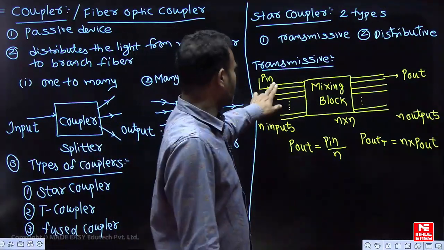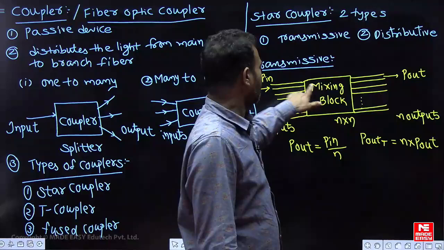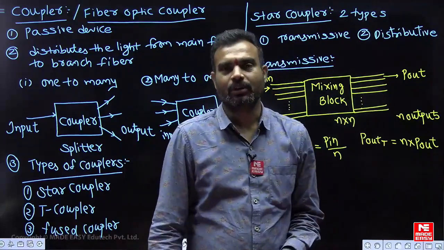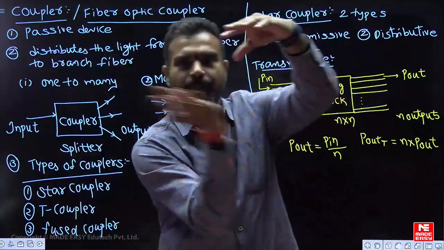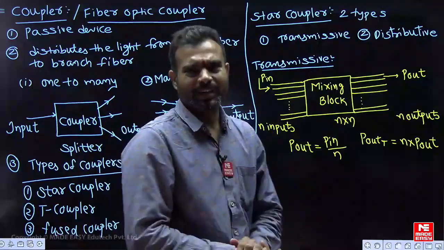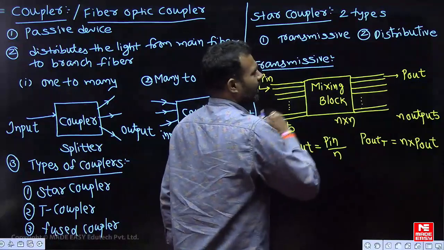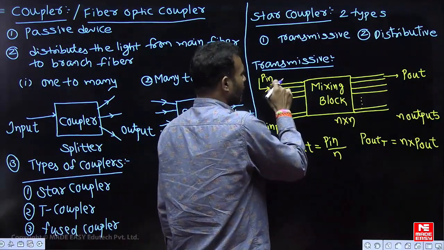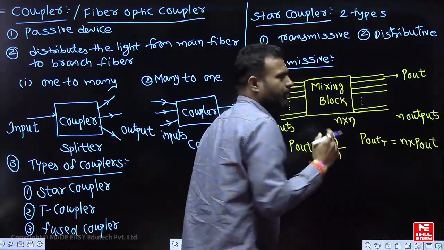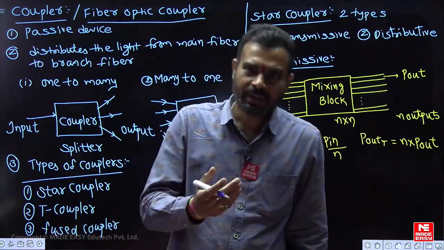See, for example, if I give 1 watt, that 1 watt will be distributed to all the N ports. So how much is the share? 1 watt divided by N, that is the share we are having. To understand clearly, say we have only 4 ports. One input power of 1 watt is given, then you get 1 by 4, 1 by 4, 1 by 4, 1 by 4 distributed.